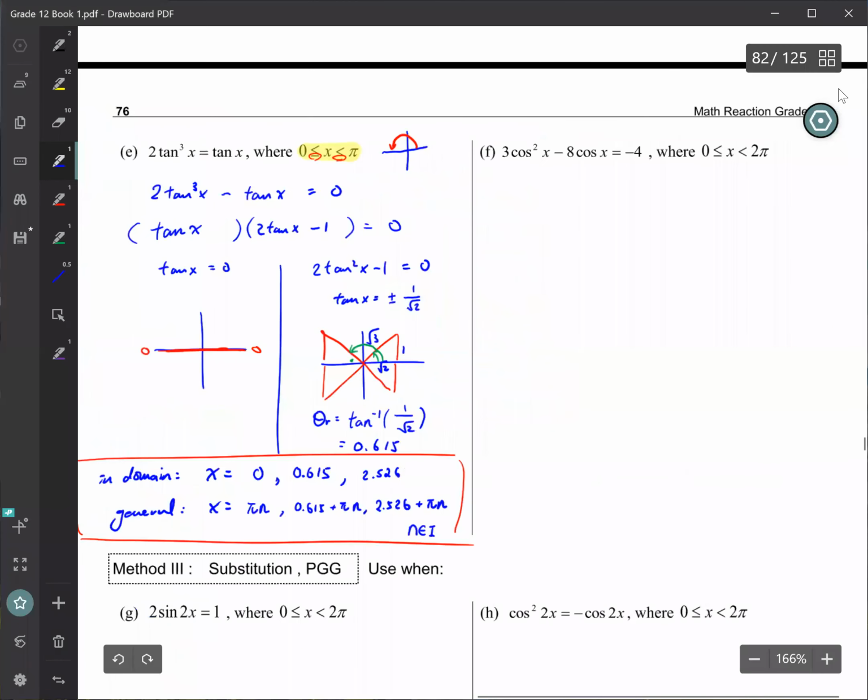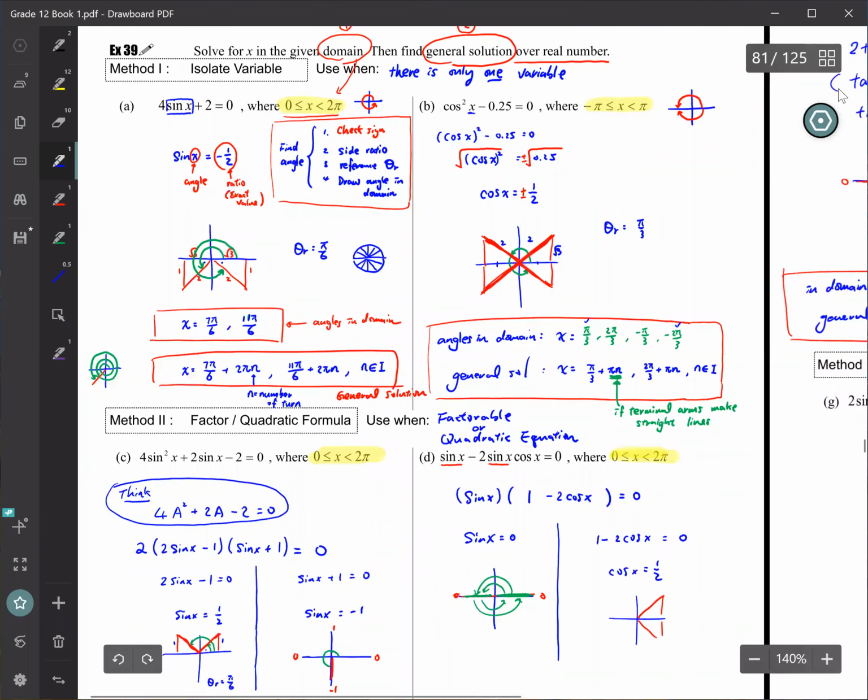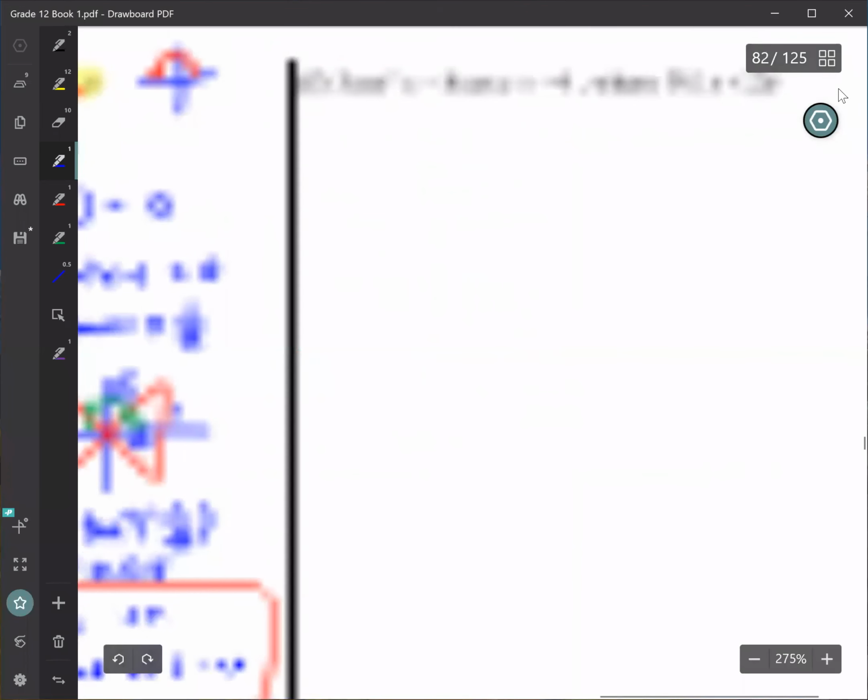So we have one more question for the factoring. Sometimes if it's very difficult to factor, or it takes you a long time to factor, or if it's not factorable, we could use the quadratic formula. So here I give you an example.